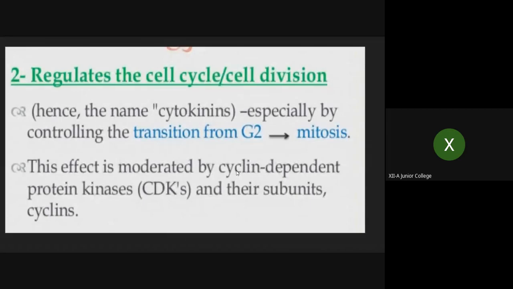This period is very, very important. Mitosis is what? Actual cell division takes place, right? So when there is transition from G2 to mitosis, then that actual cell division is regulated by the cytokinins. So first the division of nucleus and then division of cytoplasm takes place. You have learned it last year. Okay, the effect is moderated by cyclin dependent protein kinase. Remember that they play a very important role in the cell division.